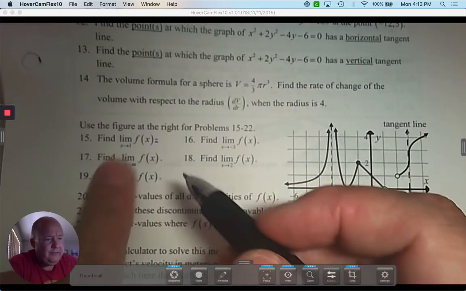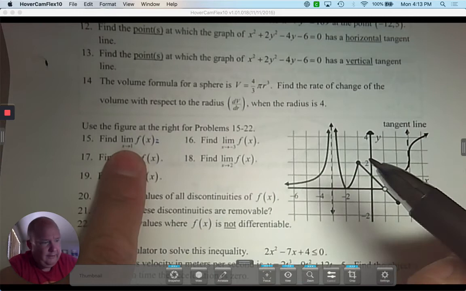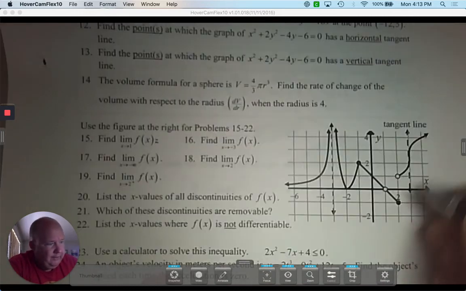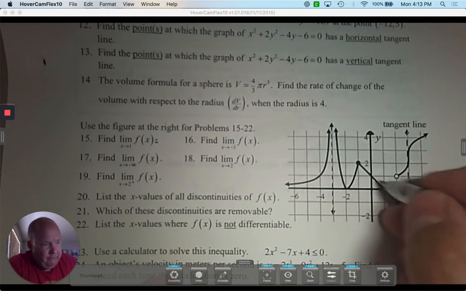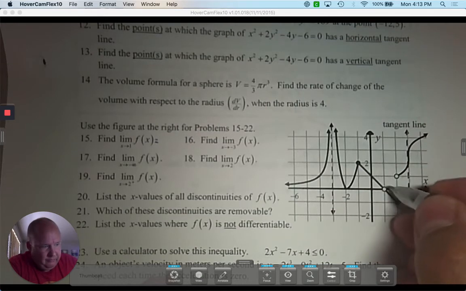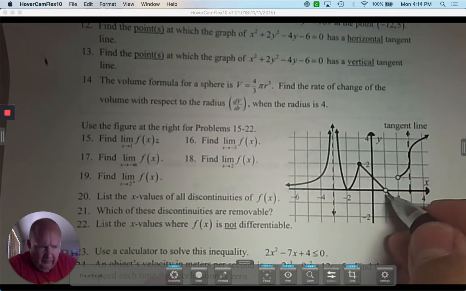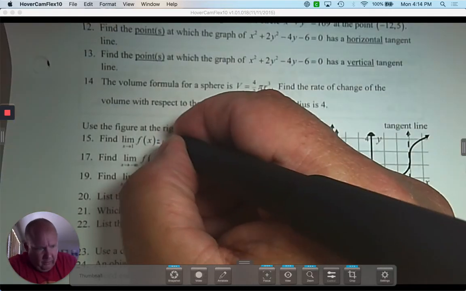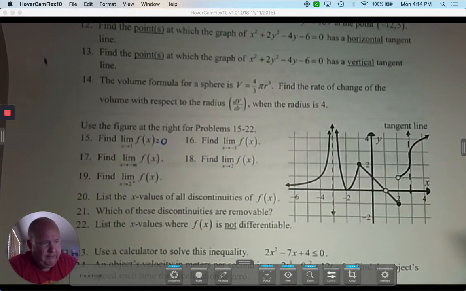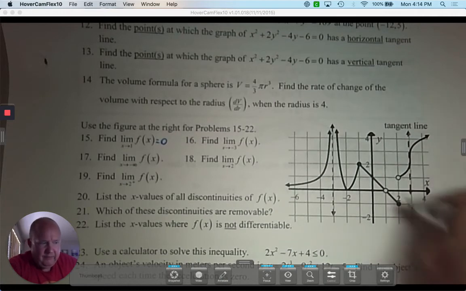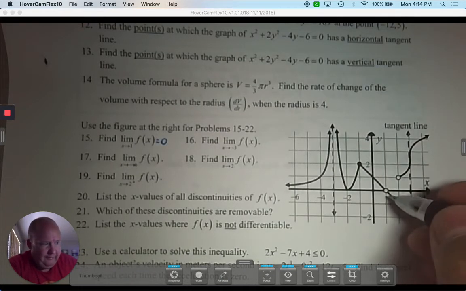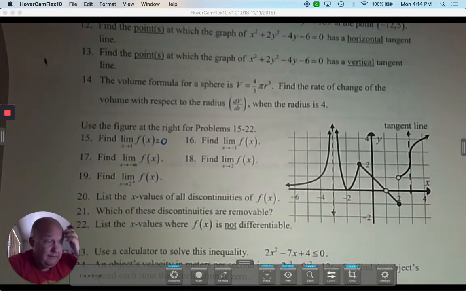What's the limit as x approaches 1? So do you see where 1 is? From the left and from the right, is it approaching the same y value? Yes. Doesn't matter that there's a hole when you get there. So the y coordinate is approaching the same on both sides. And when you get there, it's undefined, and that's okay. This is called a removable discontinuity, and the limit exists for a removable discontinuity. Make sure I did it right.